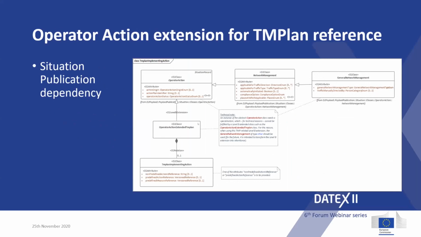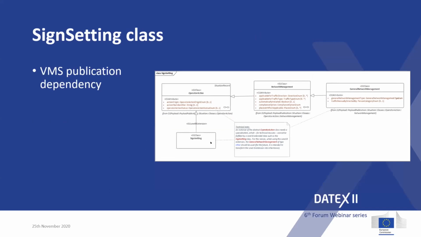Then we have also some extensions to add to the operator action the reference to the traffic management plan operation. So these are situation publication extensions that allow the information of the traffic management plan to be delivered in the situation publication. And also we can have as an operator action a sign setting, meaning the setting of a specific VMS, which enables to deliver the VMS setting for specific management of an accident or a forecast, for instance.